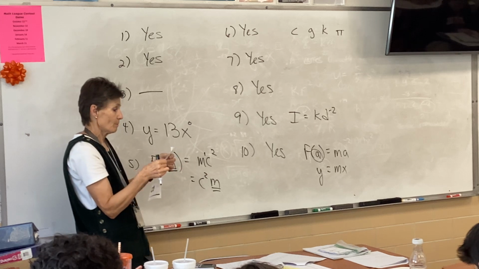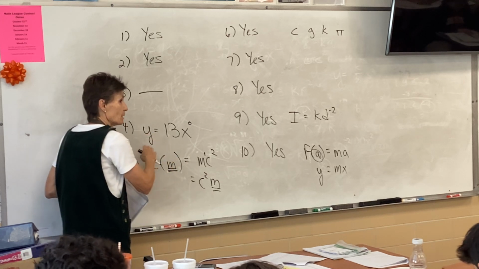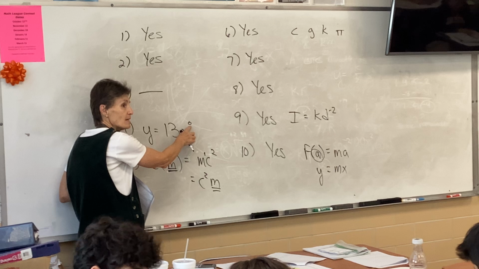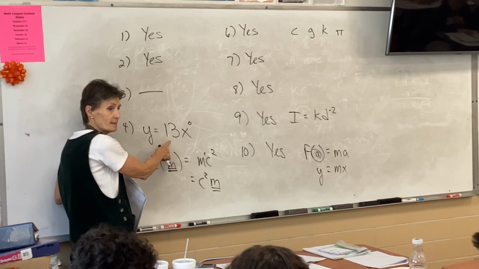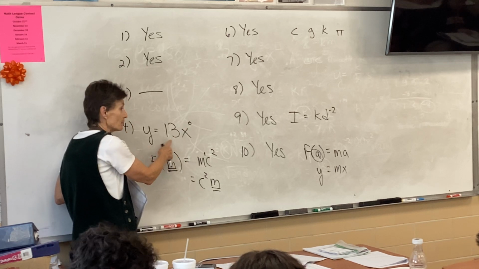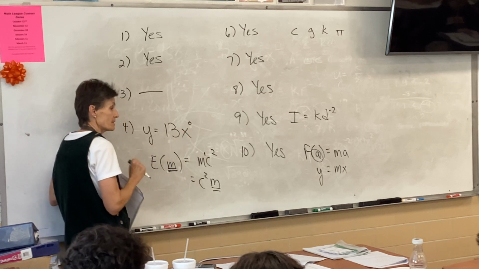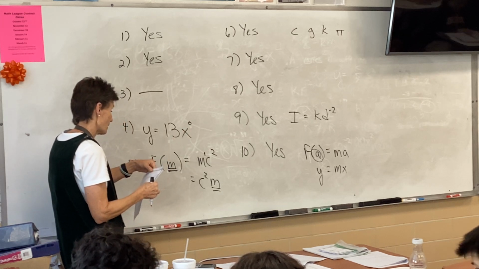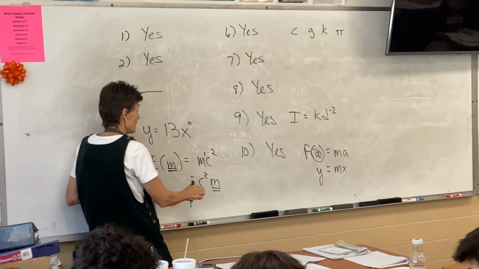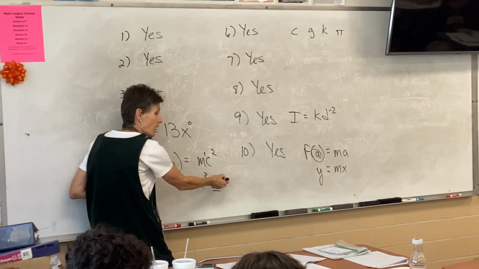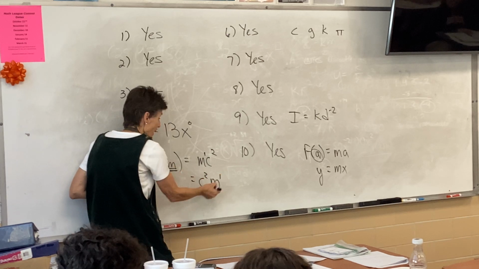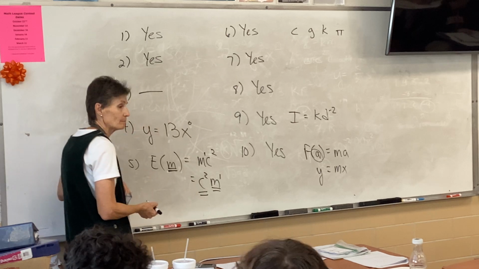Number 3 was a no. Number 4, this was a tricky one. The power is 0, and the constant is 13. For this one, be careful. The power is actually 1, and the constant is C squared.